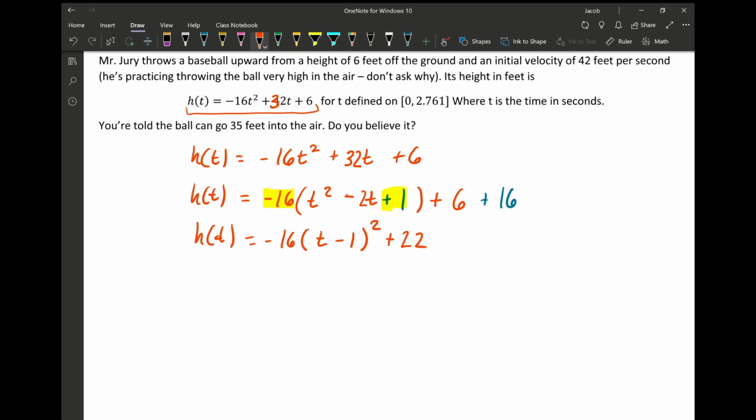So apparently the claim that it can go 35 feet into the air is false, because the y value, and specifically the coordinate points of the vertex, is 122. So no, we don't believe it.